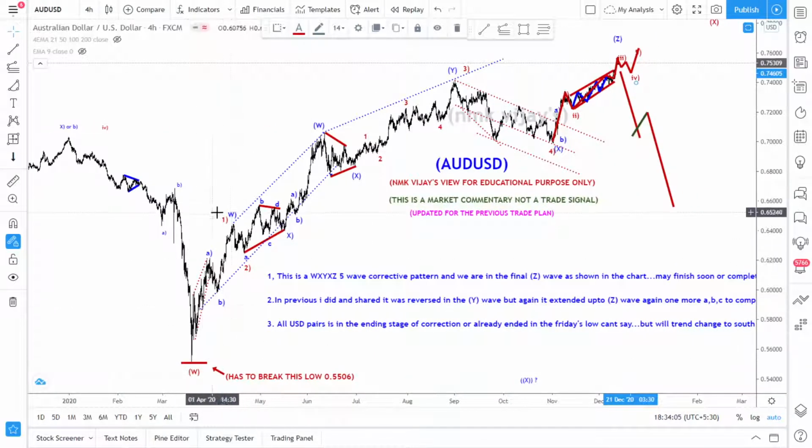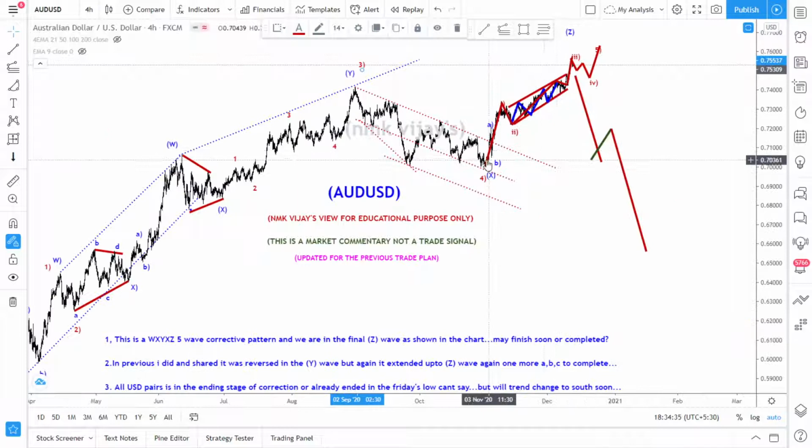A B C is W, X is a triangle, again A B C is a W, again X, A B C. So this whole thing X Y is extended here, and because this ABC is a 1, ABC is a 2, so ABC is a W, X, ABC is a Y. So this is the end of the third wave. Fourth is a complex correction, and another ending diagonal triangle is going to happen, or it's already completed.